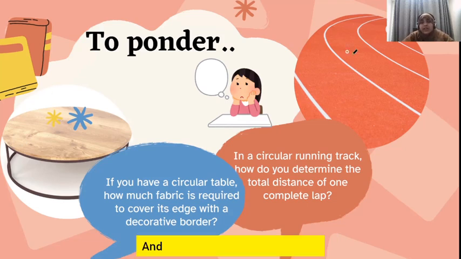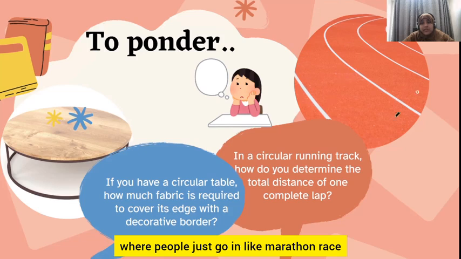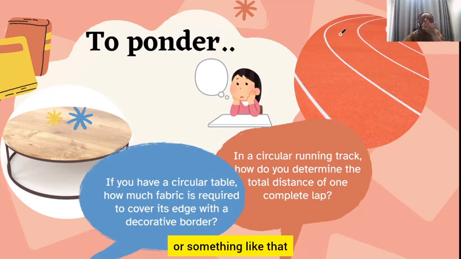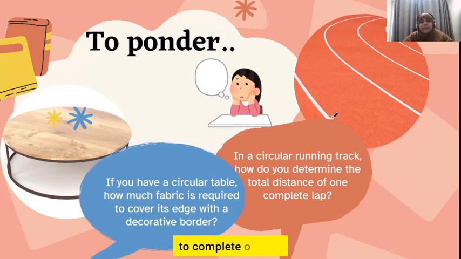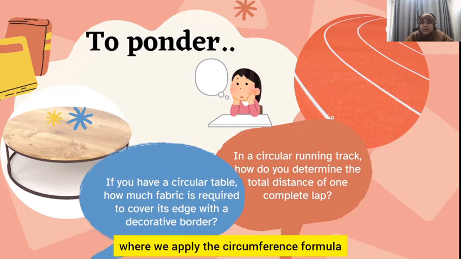And also, you have a running track where people go for a marathon race, or some athletes run a 600-meter race or something like that. How much exactly does the person have to go around to complete one lap? Just try to find this out. So these are certain cases where we apply the circumference formula.